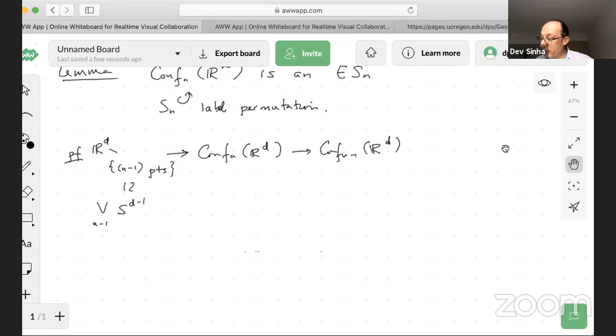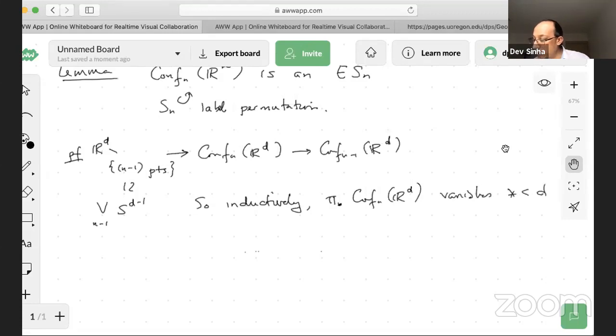And so inductively, the homotopy of configurations of endpoints in RD vanishes in degrees less than, say, d-1. And then, what do I mean by configurations in R infinity? I'm just using the direct limit topology. And the homotopy of a direct limit is the direct limit of the homotopy. And if I take the direct limit of that homotopy, I'll get 0.